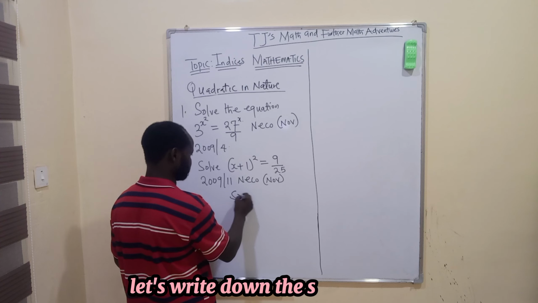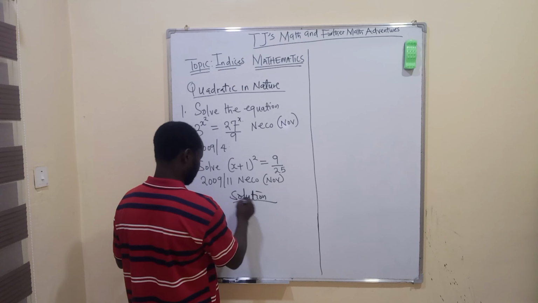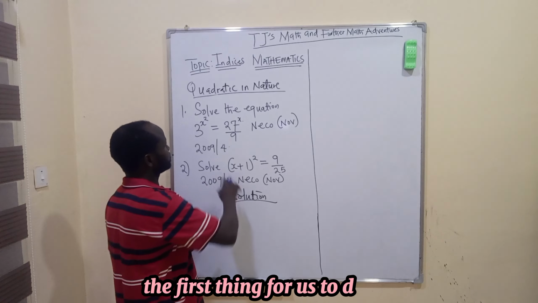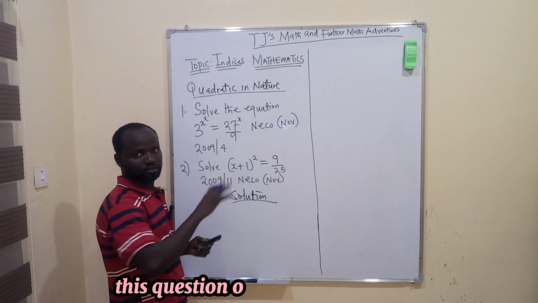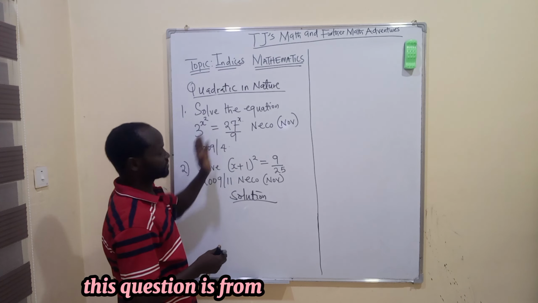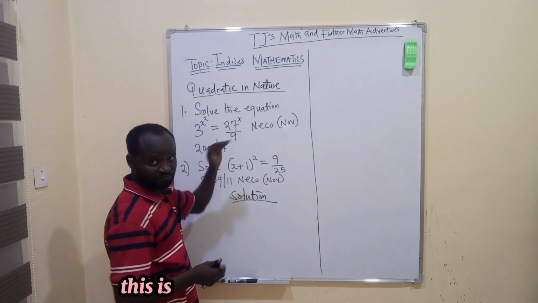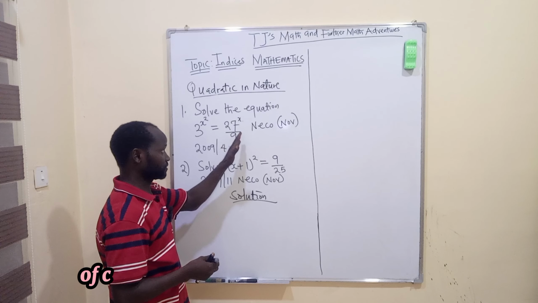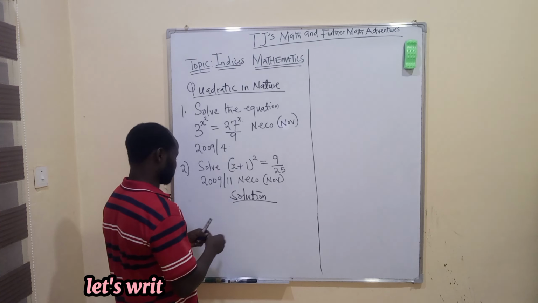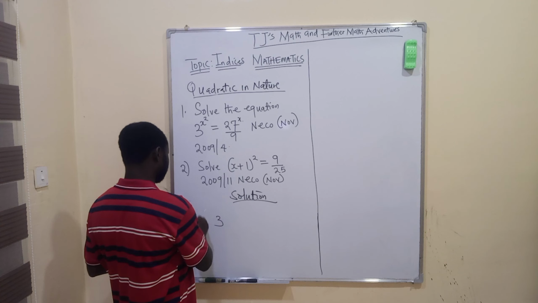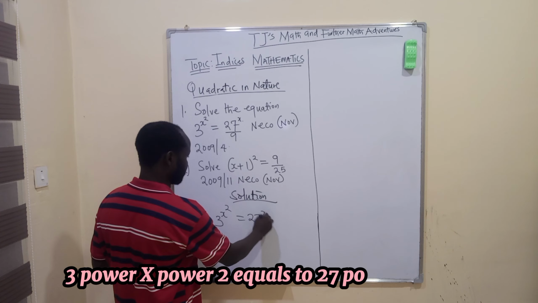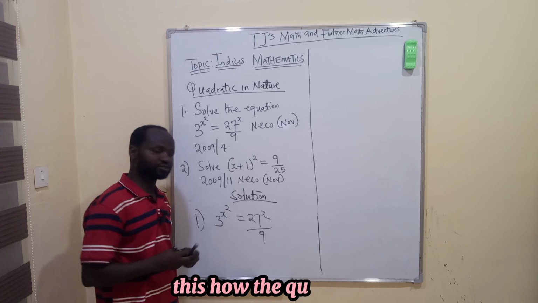So let's write down the solution here and see how we can handle this. The first thing for us to do is to identify which topic question 1 is from. Of course, this question is from indices, and this is indices involving quadratic equation. This question will lead to a quadratic equation. So let's write down the question. We have 3^(x²) = 27^x ÷ 9. This is how the question is.